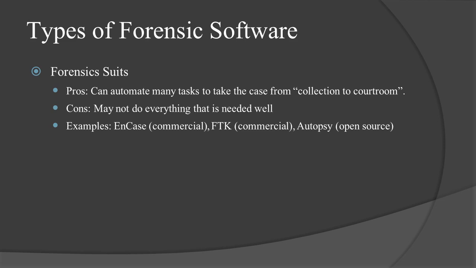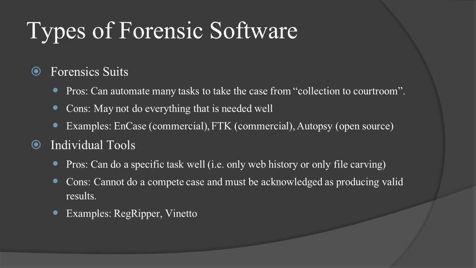The second type of tool is individual tools. The advantages are that you can do specific tasks very well, i.e. only web history or only file carving. The disadvantages are that you cannot do a complete case and must be acknowledged as producing valid results. Examples of forensic tools are Ripper or Veneto.